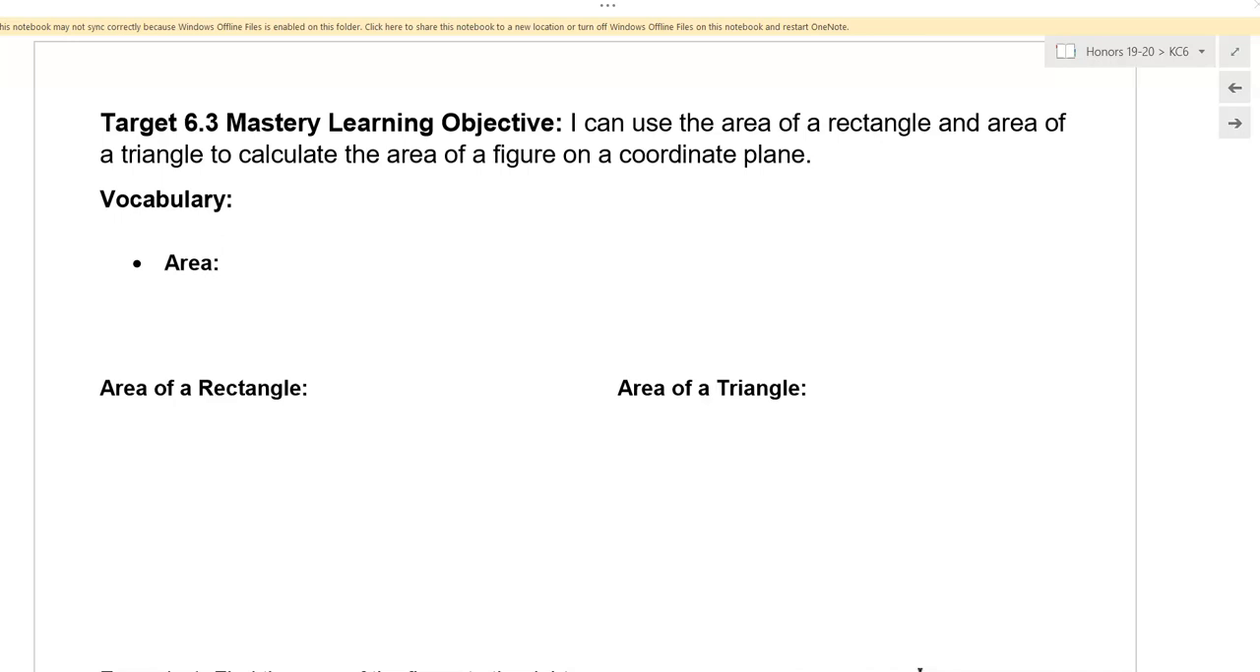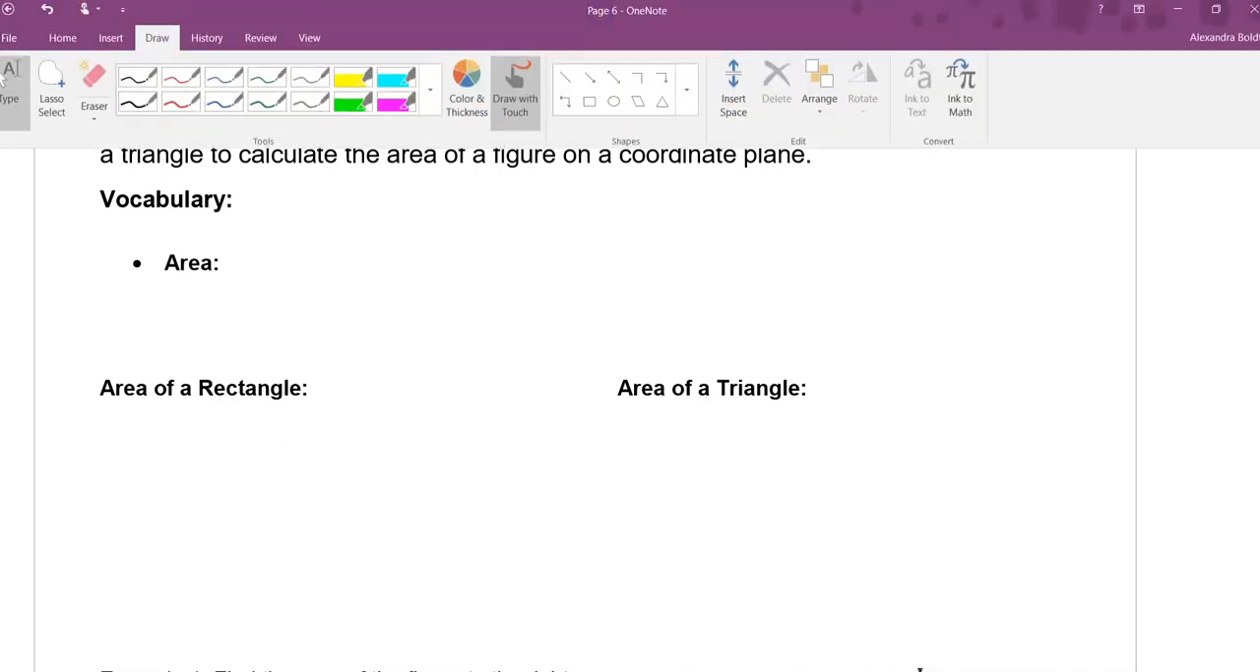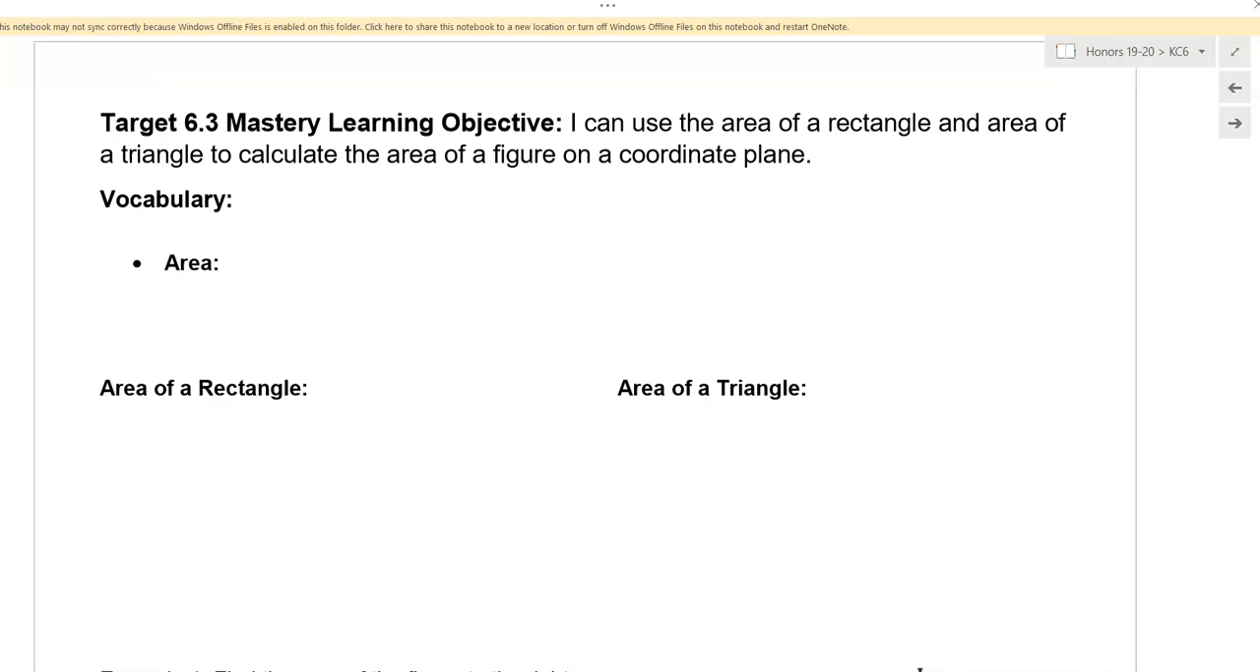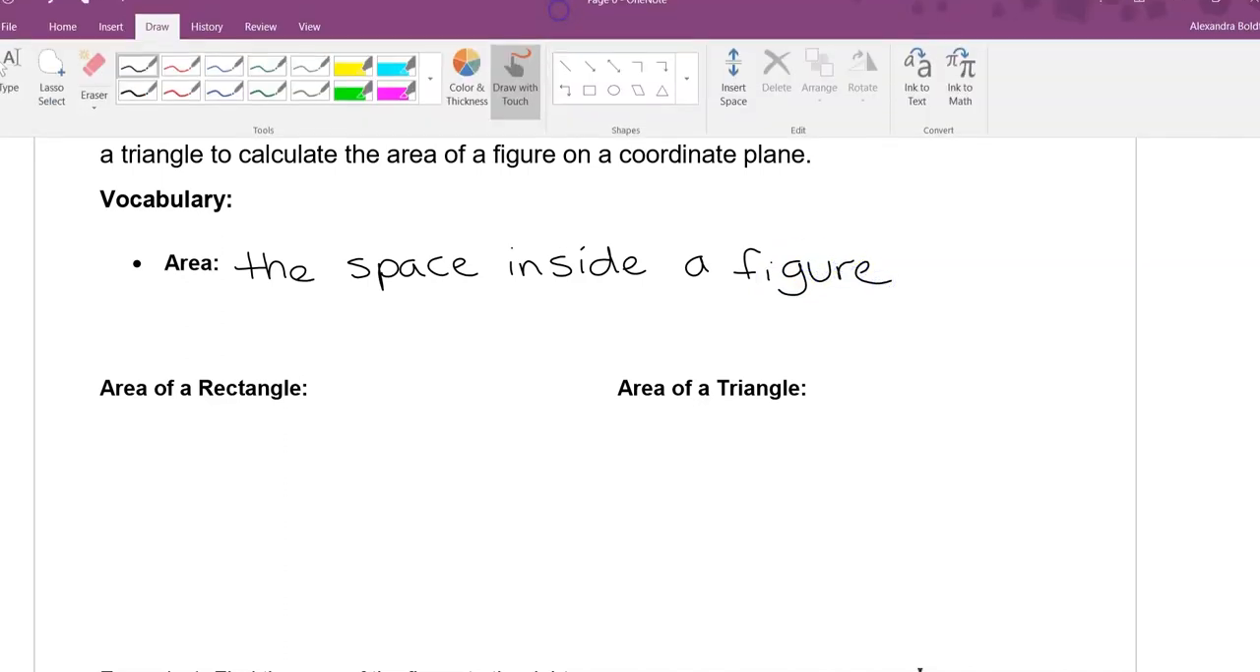Alright, we're now looking at our target 6.3 mastery learning objective. I can use the area of a rectangle and area of a triangle to calculate the area of a figure on a coordinate plane. So again, we should know what area is. Area is the space inside a figure. Perimeter was around the outside, area is the space inside.